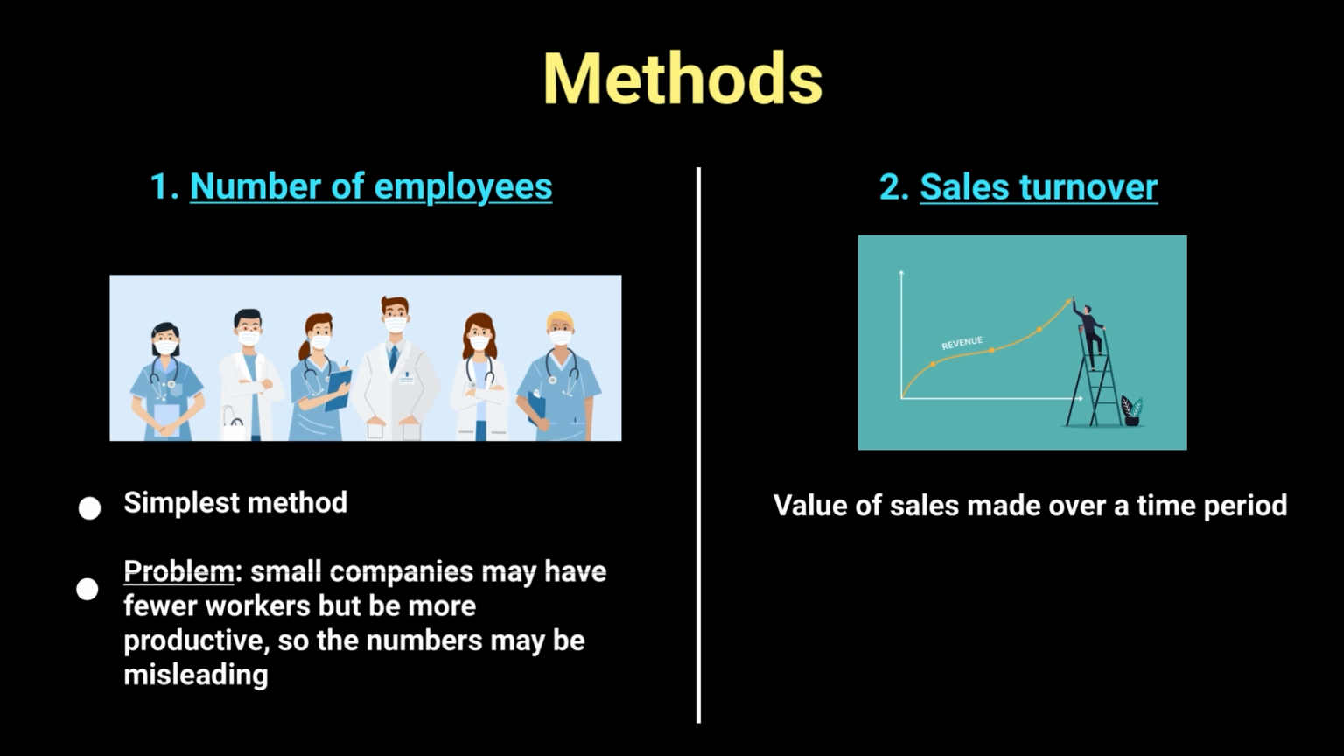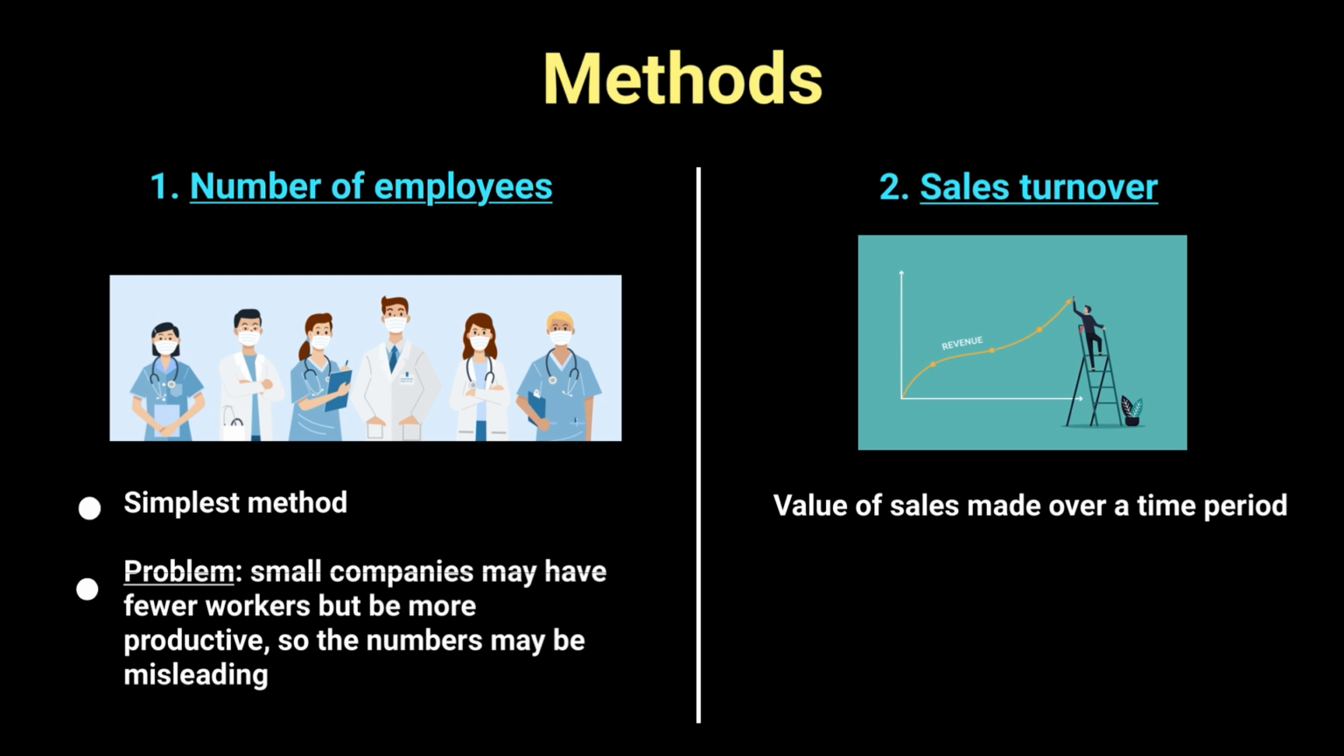As opposed to that, look at any IT or edtech or fintech company, where you'll see that there's a relatively small number of people, but they're catering to a large number of customers. So that's something to look out for when you're using the method of number of employees. The second method is simply looking at the amount of sales that the two companies have made.